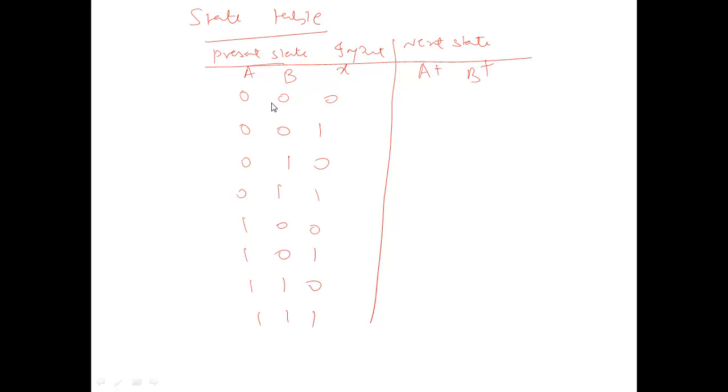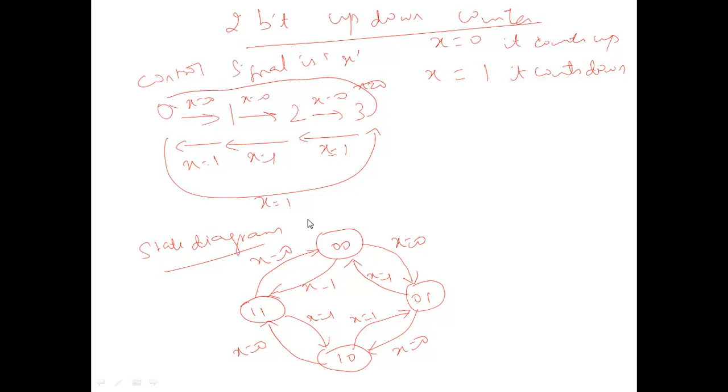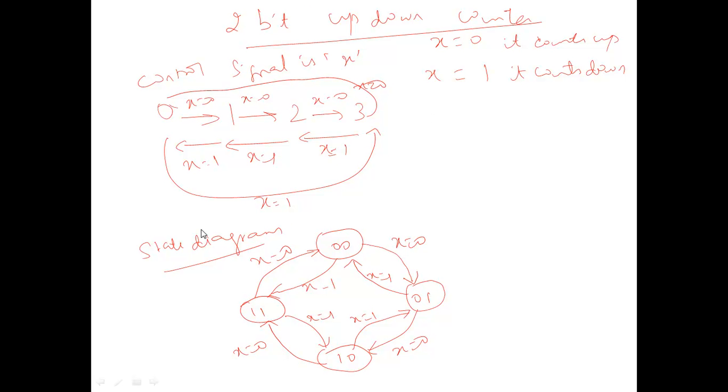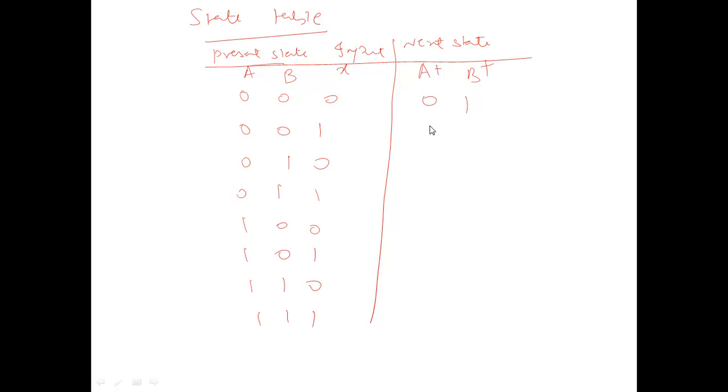Say for example, when present state is 00 and input is 0, it is counting up. So from 00, it will go to 01. You can also see this from the diagram. Similarly, from 00, when the input is 1, it is counting down. You can see here from 00, when x is 1, it comes to 11. So you write 11 here.